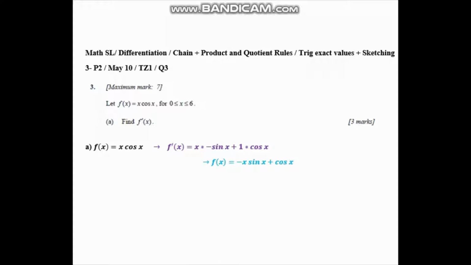So for question A, you have the function x times cosine of x. You are required to differentiate. This is a simple application of the product rule, uv dash plus vu dash. And in the blue expression, I simply rewrote the purple expression in a nicer way. So x times negative sine x gives me negative x sine x. And 1 times cosine x gives me cosine x. Now, I'm about to start question B. If you'd like to take a minute to copy this down, then pause the video.